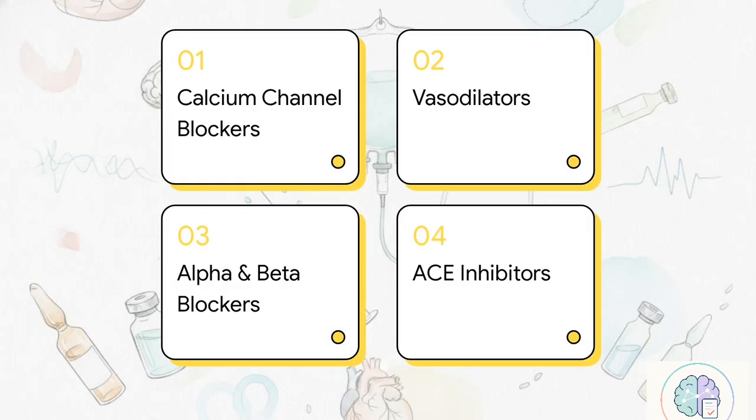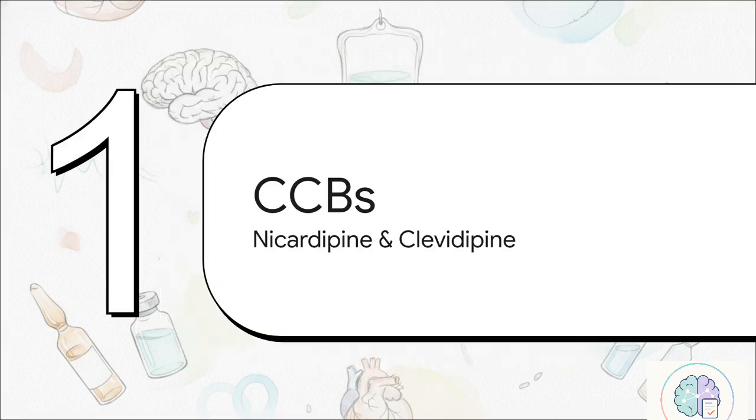Okay, let's dive into our structured roadmap so we can clear up these concepts completely without you ever needing to dig through a textbook again. We've categorized these 8 critical agents into 4 main classes: calcium channel blockers, vasodilators, alpha and beta blockers, and finally, ACE inhibitors. Let's get right into it. Section 1, calcium channel blockers. We'll be looking specifically at nicardipine and clevidipine.